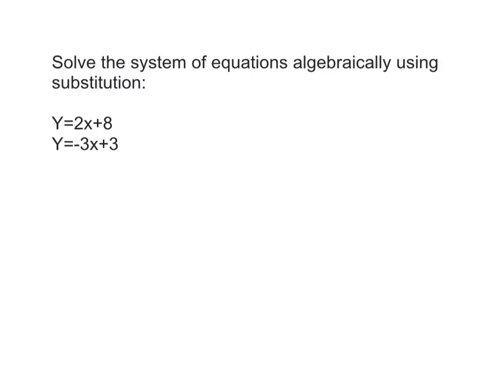In this problem, we will solve the given system of equations algebraically using substitution. Now, typically, when we're using this method, it's best to write the problems side by side. So we have y equals 2x plus 8, and then to the right of that, we'll write y equals negative 3x plus 3.